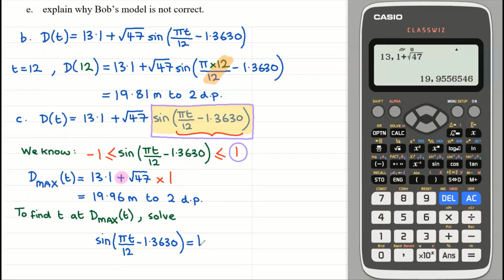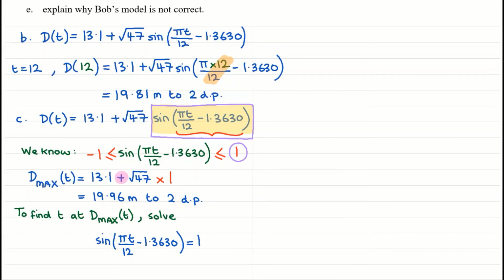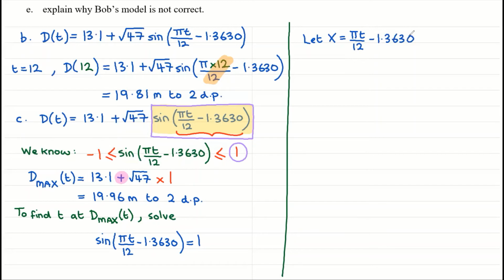So we can solve this equation quite simply. Let's remove the calculator. I'm just going to use a substitution. Let's just partition the board. And we'll say let big X equal pi t over 12 subtract 1.3630. Now I've got an easier equation to solve. All I have to do is solve the equation sine x equals 1, which is much easier.